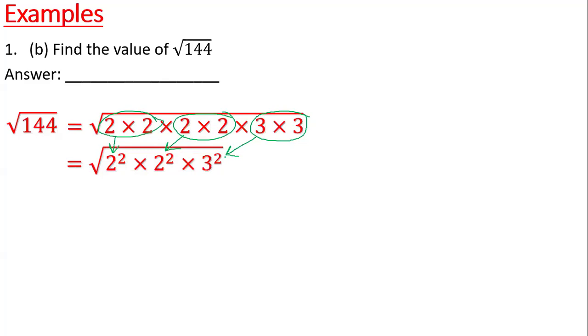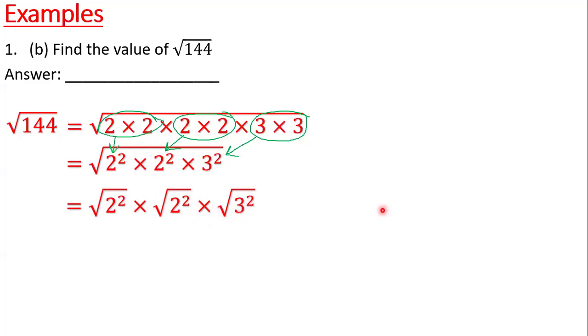Next, after we already have them raised to the power of 2, we separate them. So we say the square root of 2 squared, the square root of 2 squared, and the square root of 3 squared. Because if they're underneath the radical like that, you could separate them.